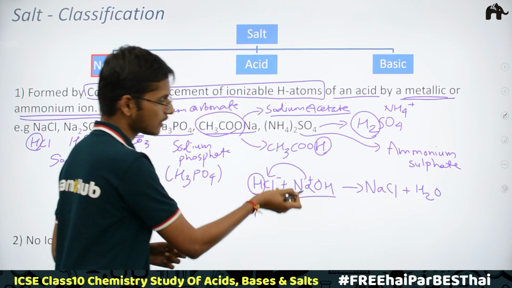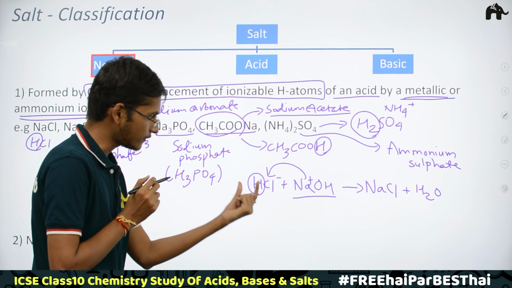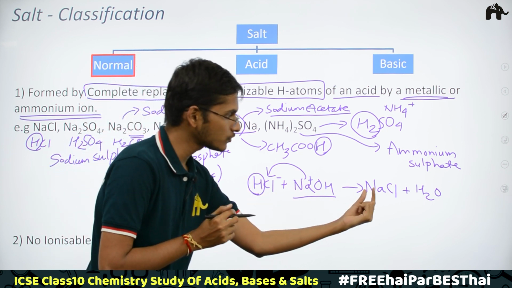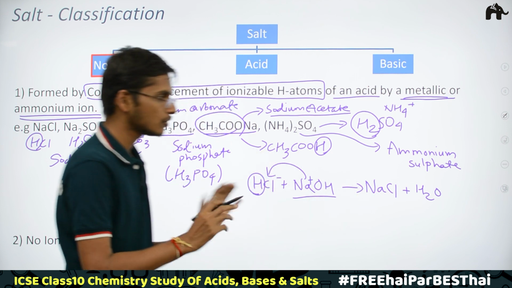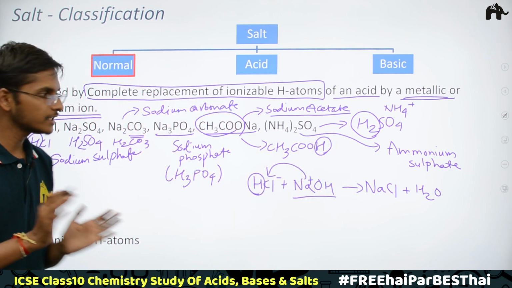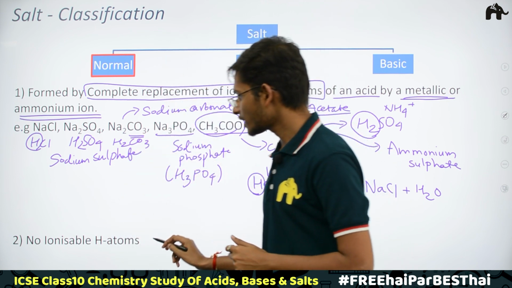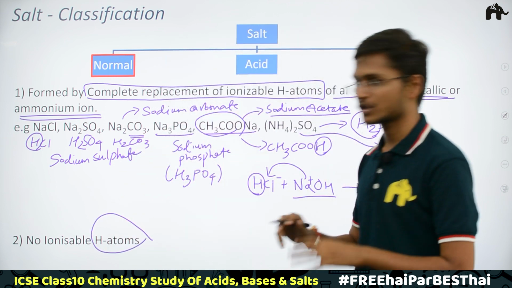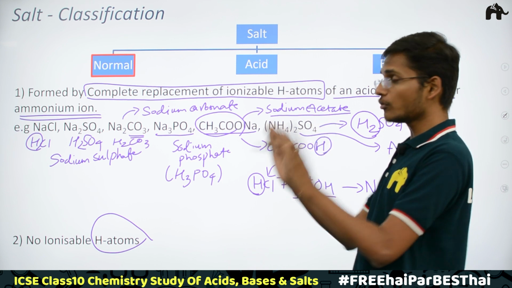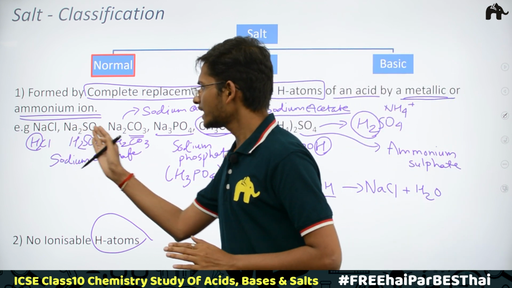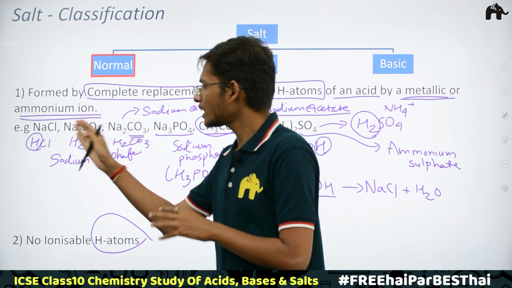So in this case, complete replacement of the ionizable hydrogen atom of an acid by the Na+ ion gives rise to the formation of NaCl, which is our salt, and water. Very clear. One more interesting thing about these normal salts is they do not have any ionizable hydrogen atoms. Now, no more ionizable hydrogen atoms in these salts. Can you see any hydrogen atom here?